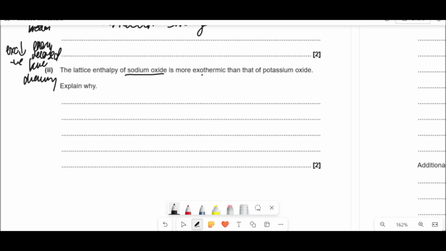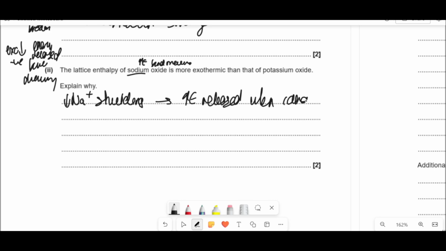Now it says the lattice enthalpy of sodium oxide is more exothermic than that of potassium oxide. So remember I just said exothermic is bond making. So there's more energy released here when you're bond making than here, right? We're comparing the ions now because we're not dealing with atoms. The only difference between here and here is that this has less shielding. So Na+ has less shielding, and this leads to more energy released when cations and anions bond, when the bonds are made.